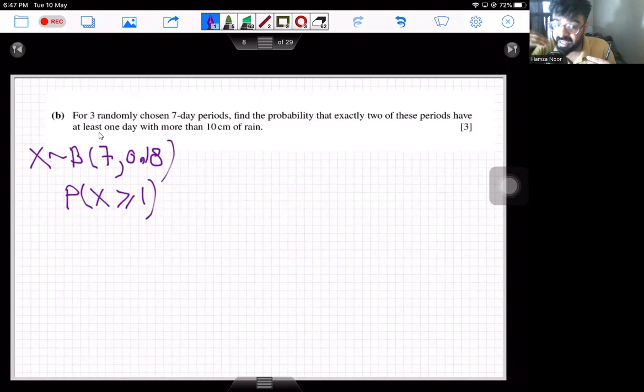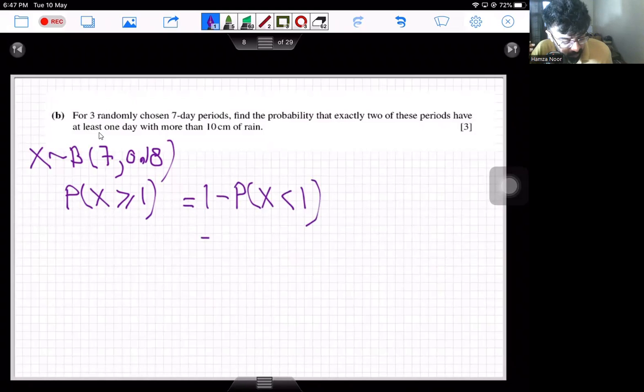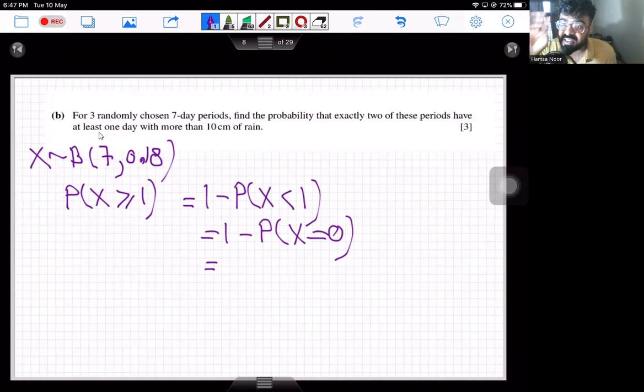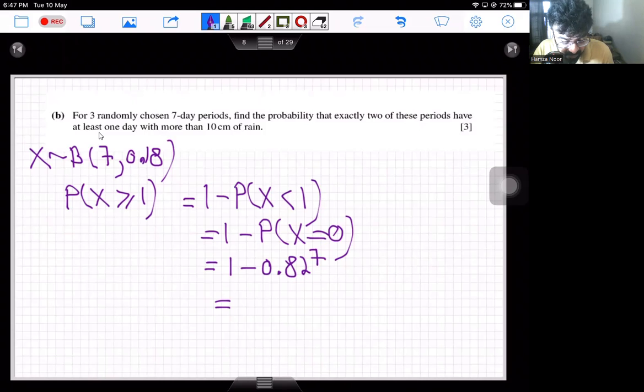And this means that X equals 1, 2, 3, 4, 5, 6, 7. We don't have much time to add all of these values. So what we can say for this purpose is 1 minus the probability that X is less than 1, which means 1 minus the probability that X equals 0. All right. So X equals 0 means that success is occurring 0 times, failure is occurring n number of times. So failure is occurring 7 times over here. 1 minus 0.82 raised to the power 7, this is 0.7507.